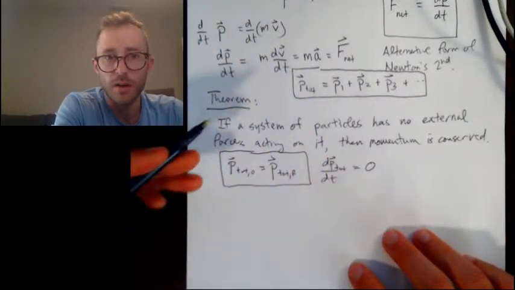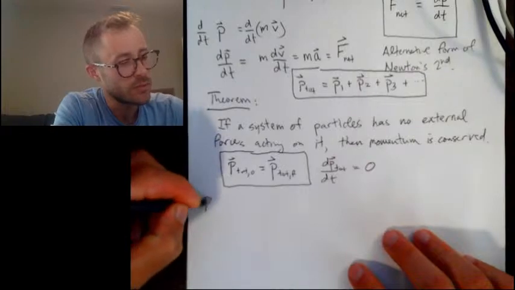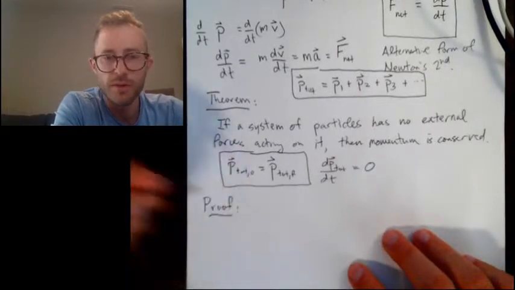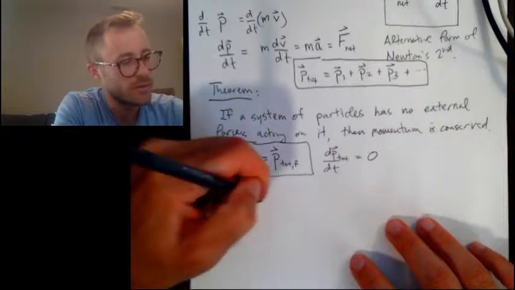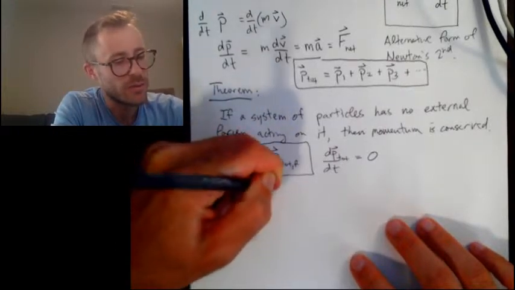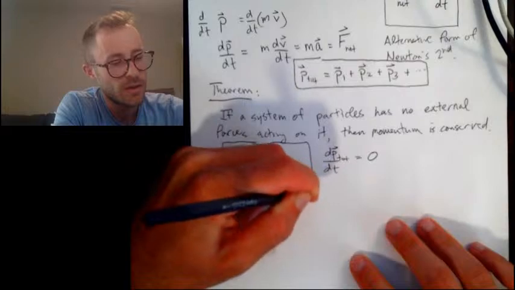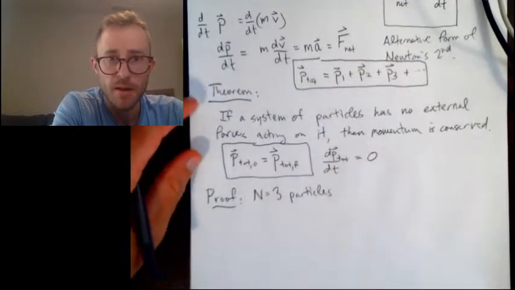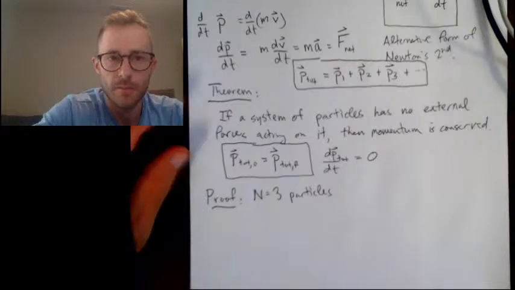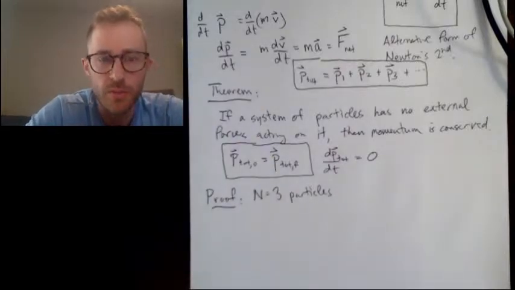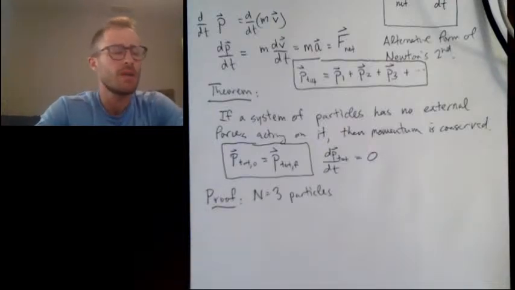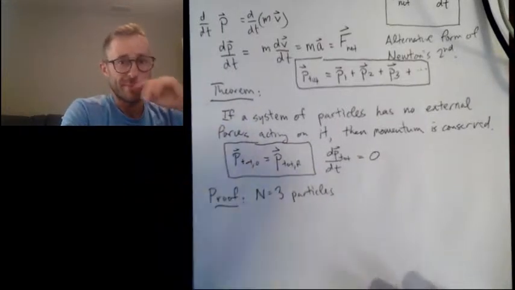So here's the proof, and we are going to prove it for the case of n equals 3 particles. The reason that we're going to prove it for the case of 3 particles is it's going to be obvious how this generalizes to any number of particles. It's true for any number of particles. All right. So here's how we're going to do it.